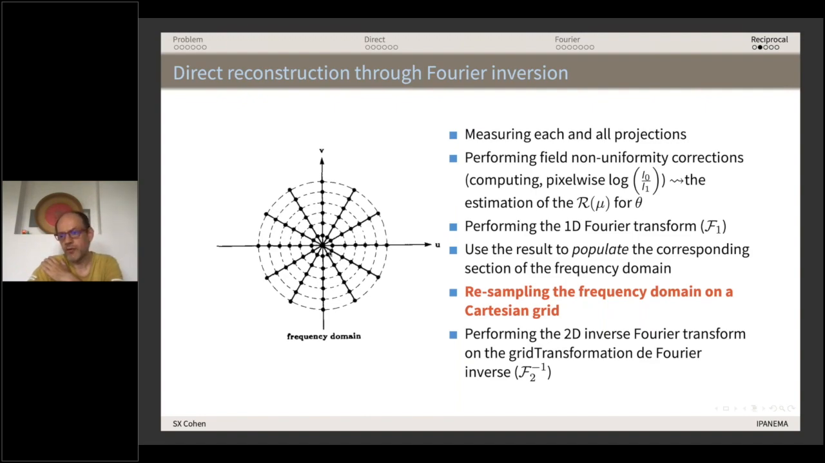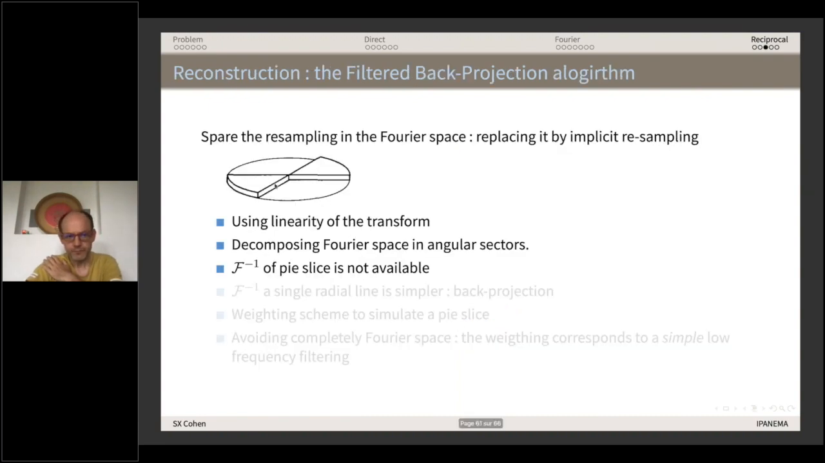For computational reasons, I better have symmetrical pieces of pie, so I'm going to compute something which is a sector here, symmetrical to the origin. And I say the back transform of all this is a sum of the back transforms of all these little sectors. So I cut the Fourier space into angular sectors, and I'm going to do the inverse Fourier transform on each of the sectors.